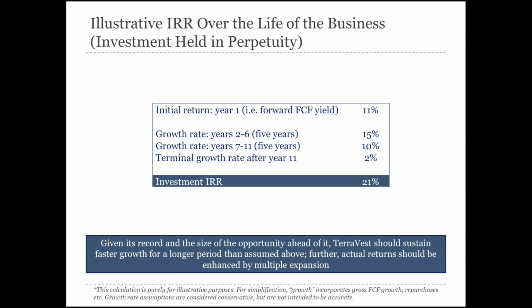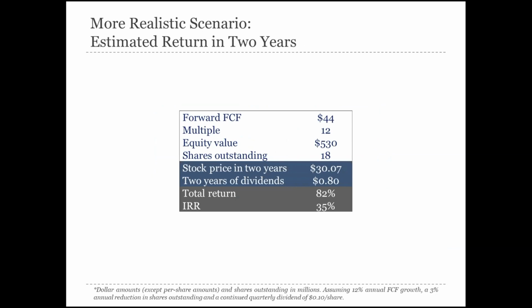But you still get a 21% IRR over the life of the business, which is quite strong. And again, this is illustrative. In reality, they can get multiple expansion, and I believe that they will. You're not going to hold this for the next infinity years, and at some point, multiple expansion or contraction will occur.